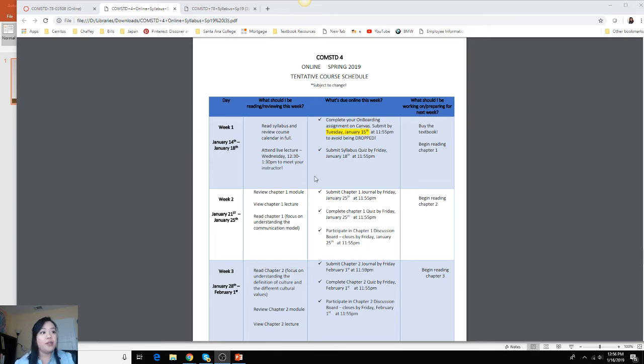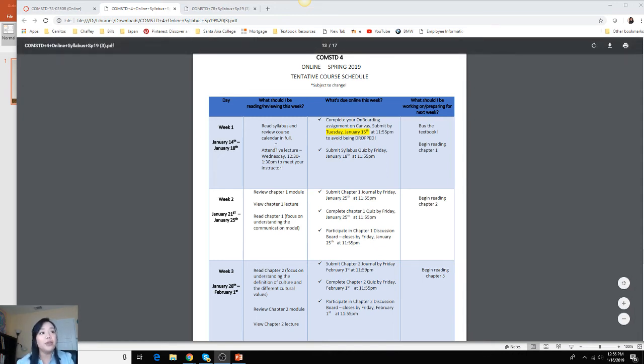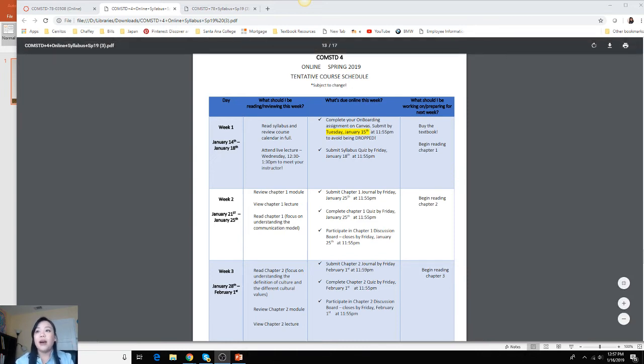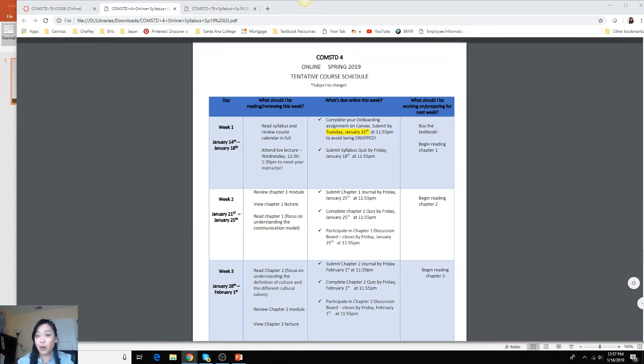I've tried to put little check marks to remind you, these are things you actually need to do, and things that you should be reading and reviewing. These aren't perhaps assignments that you're turning in, but these are important pieces of information that you have to review, read, understand, and comprehend in order to achieve these little check marks. So that's really what that is for.